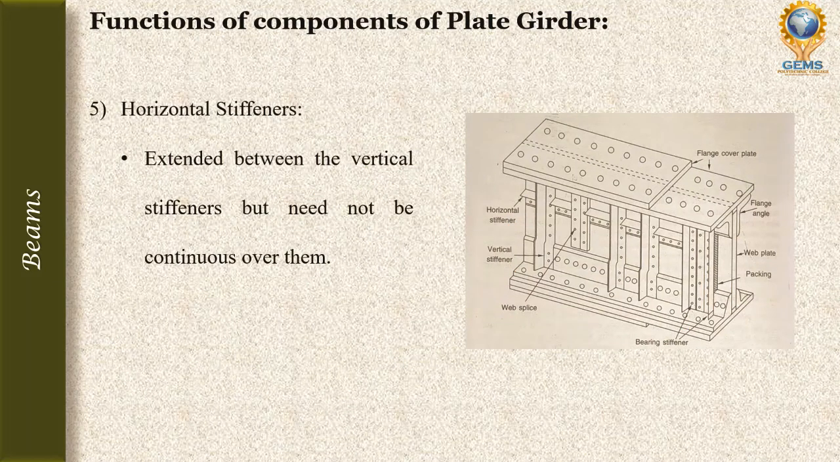The fifth component is the horizontal stiffener. This horizontal stiffener is extended between the vertical stiffeners. See here, this is the horizontal stiffener. Horizontal stiffeners are extended between the vertical stiffeners, but need not be continuous over them. So it should not be continuous over them, but it is between the vertical stiffeners that we will provide it. This is one vertical stiffener, here another vertical stiffener, and between them we are providing the horizontal stiffener.